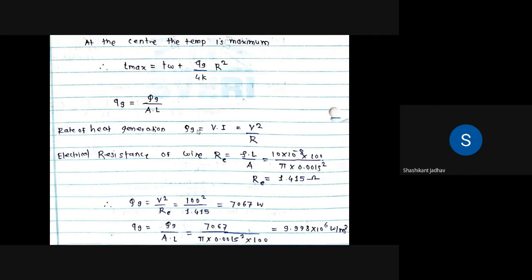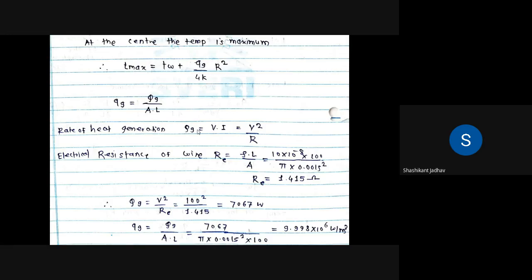समजले? आता ही Qg ची व्हॅल्यू जी आहे ती वरती पुट करा and find out the value of Tmax. Okay, put this value of small qg into this equation and find out the value of Tmax, maximum temperature at the center. Okay, so calculate the value of Tmax, and after calculating the value of Tmax, put that answer in the chat box so that I will check whether the answer is correct or wrong. All of you do the calculation.